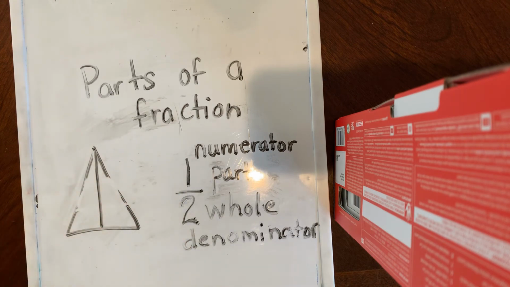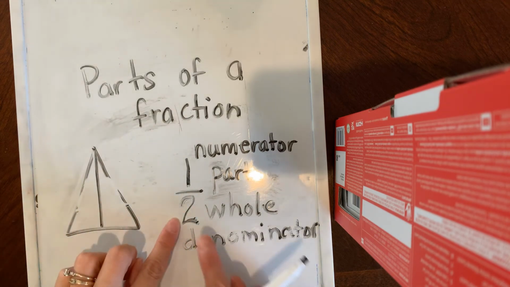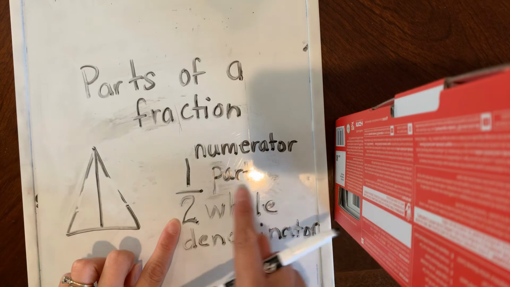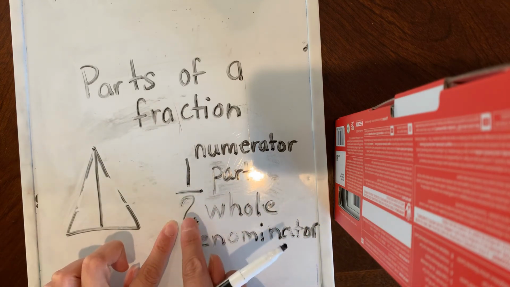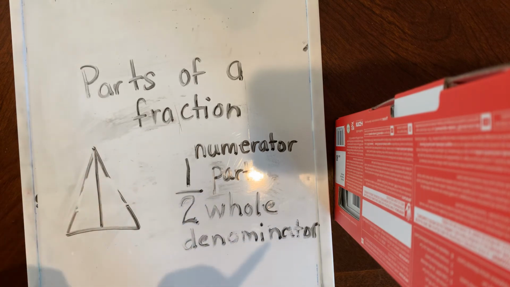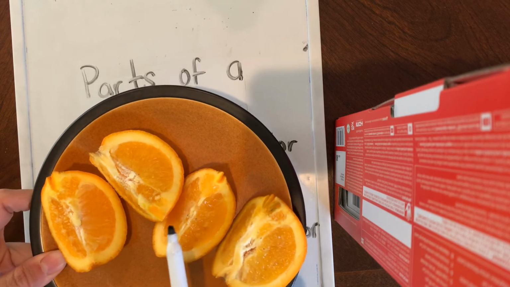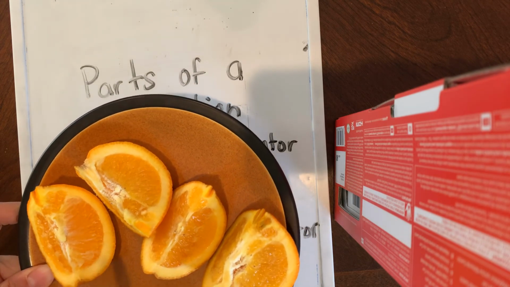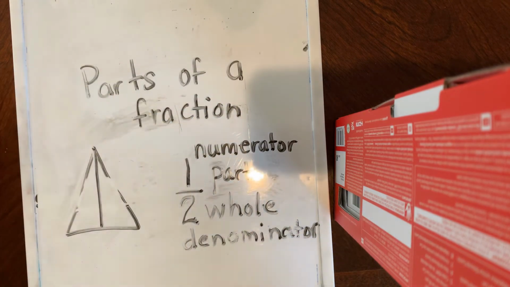Now am I going to be able to share with a lot of people? No, I can only share with how many? 1, 2, because there's two parts of my entire triangle. Remember the bottom, your denominator. Your denominator is going to be how many you have together. So again, with my orange here, how many parts did I have? I had 1, 2, 3, 4, not 4 oranges, but 4 parts of my whole orange. I have 2 parts of my whole triangle. Okay, and that's my denominator.